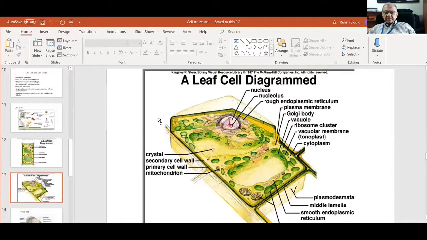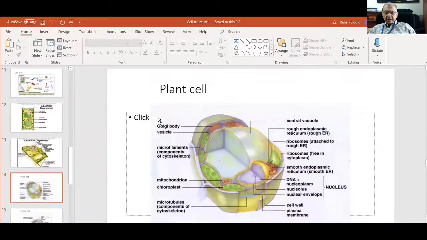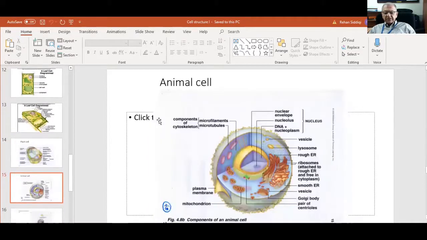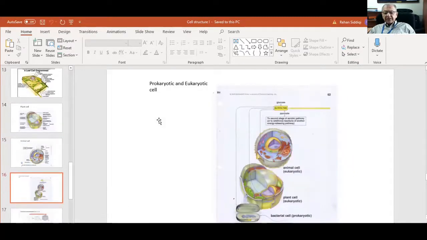This is again a cell under electron microscope. This is how you see it. It's much bigger, much more magnification. And here is a plant cell under electron microscope. We will describe the various parts one by one. This is an animal cell. I will tell you later on the differences between plant cell and animal cell also. There are some differences, there are some similarities, and we are going to talk about this plant cell and animal cell.